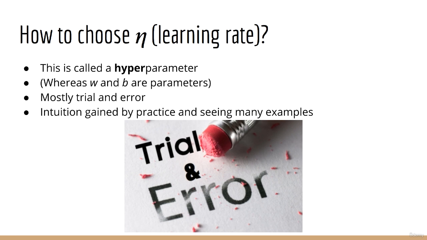Unfortunately, there's no direct method of choosing a good learning rate. Generally speaking, the learning rate is something we call a hyperparameter. This is to differentiate it from W and B, which are just regular old parameters. It's called a hyperparameter because it's still a parameter, but it's not a parameter of the model itself. It's sort of like a meta parameter. And in fact, no hyperparameters are really chosen directly. It's more of a process of trial and error, along with intuition that you gain from practicing a lot and seeing a lot of different examples.